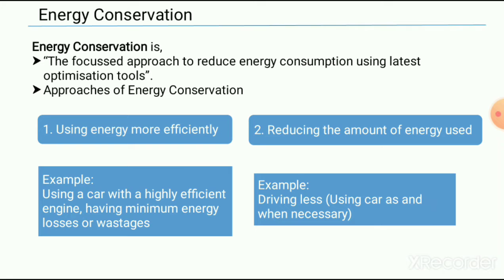First, energy conservation. What is meant by energy conservation? It is a focused approach to reduce the energy consumption using the latest optimization tools. There are two approaches of energy conservation. First, use of energy more efficiently. For example, using a car with a highly efficient engine having minimum energy losses or wastages. Second, reducing the amount of energy used. For example, driving less, that is using the car as and when necessary.